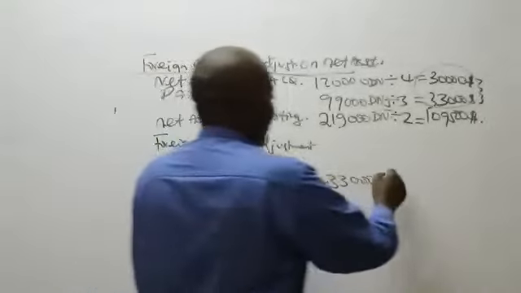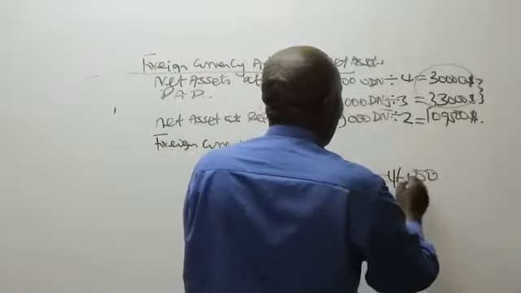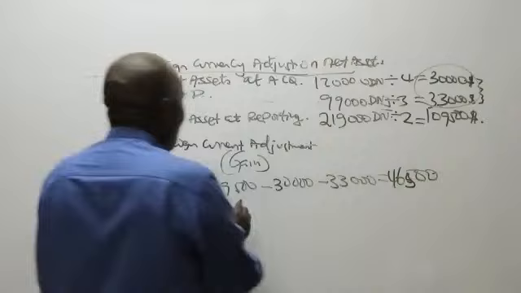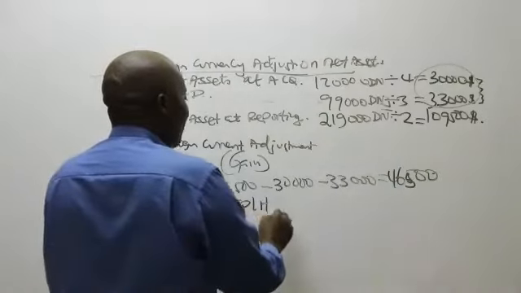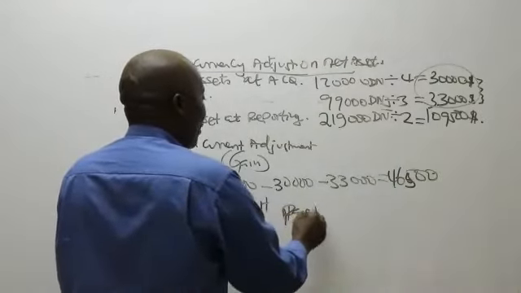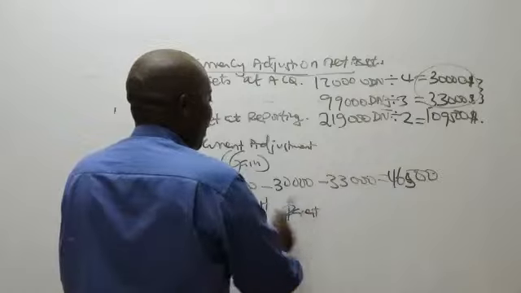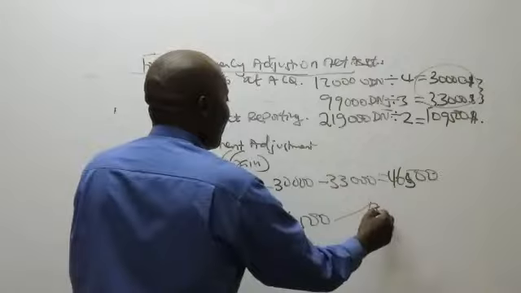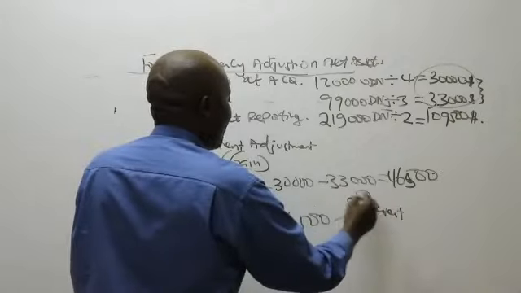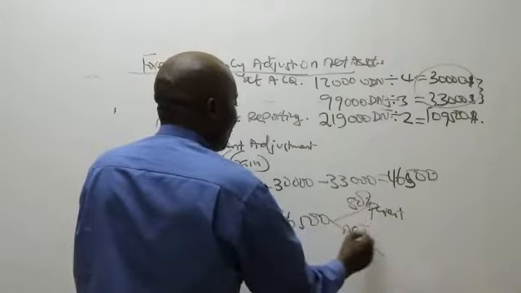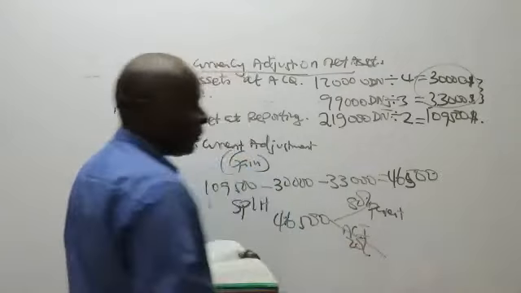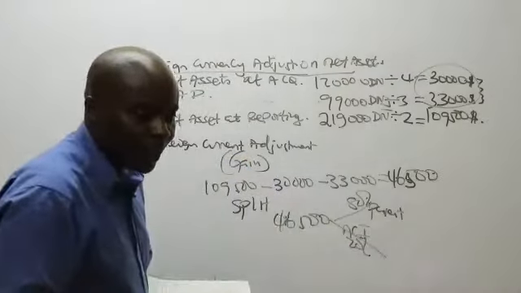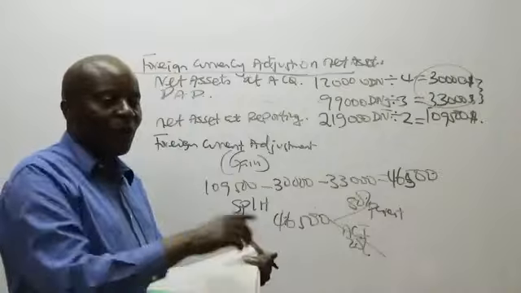46,500. So this is 46,500. This you split. Split it. The parent takes their share. So split it 46,500. Parent takes 80% and NCI takes 20%. You split immediately. I can see Jackie and Kipkorino have raised a hand.